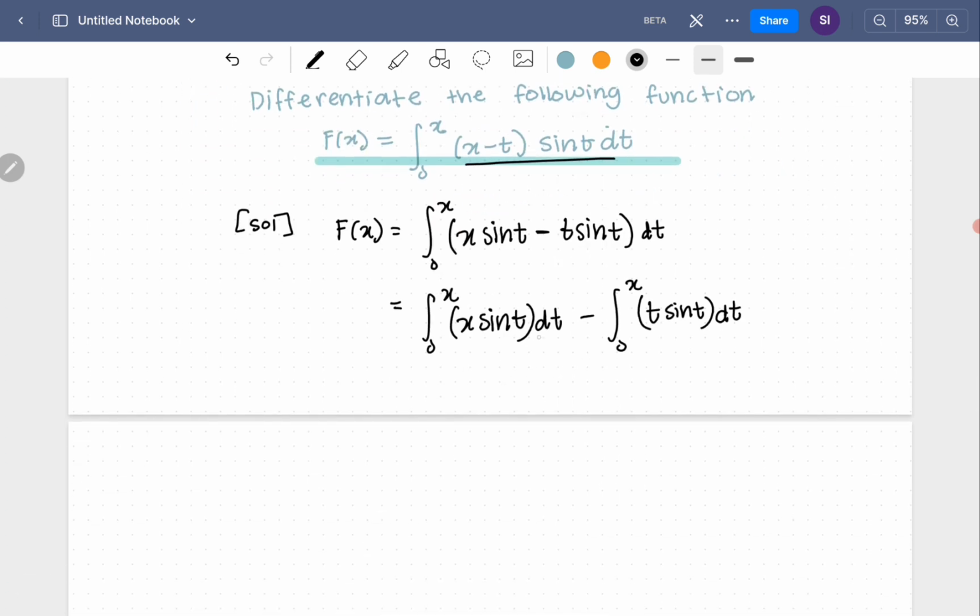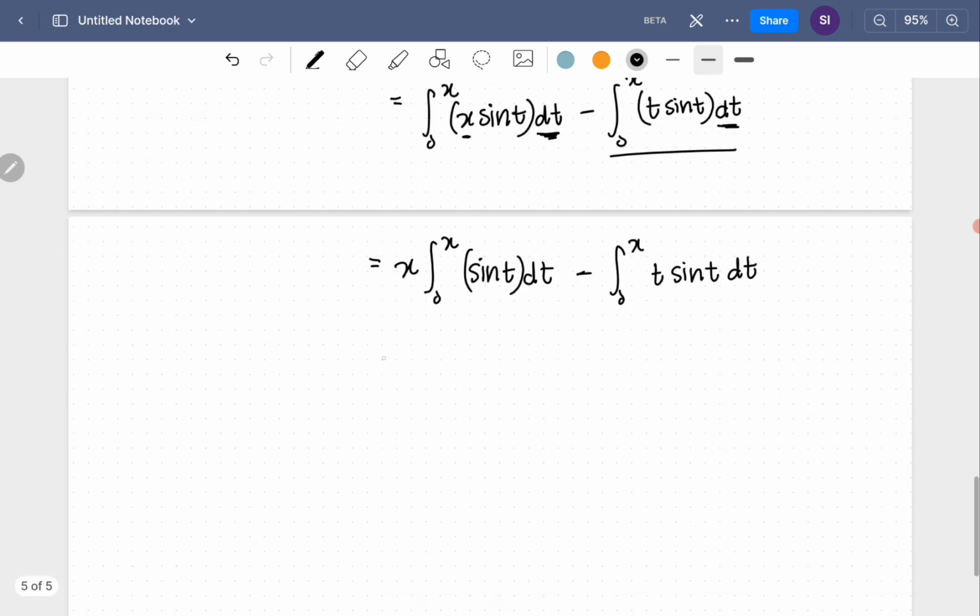Once again, we are integrating with respect to t, not x, so we can treat x as a constant and take that out. We get x out, and then we're left with integration 0 to x sine of t dt. And this one simply stays the same because there is no x here, so we can't take anything out. We're all integrating in terms of t. So 0 to x, t sine t dt. Now we have simplified as much as we could.